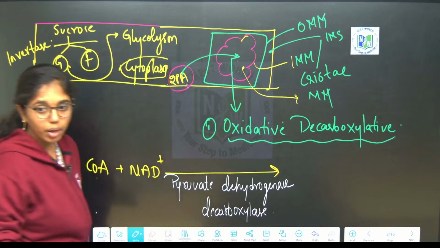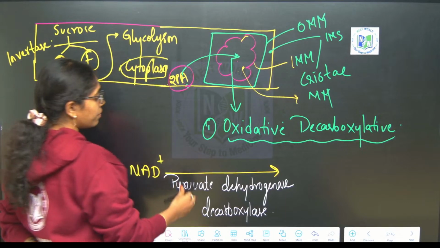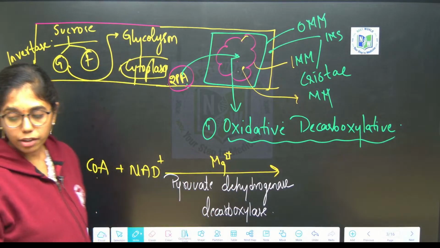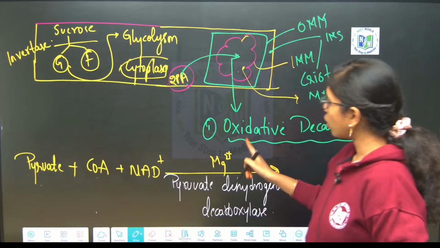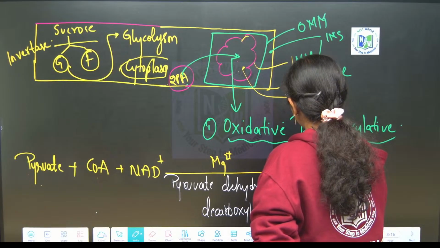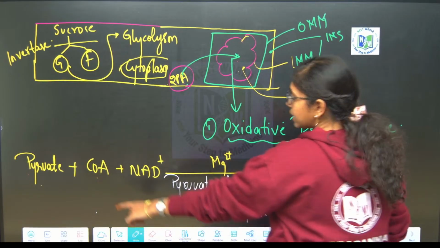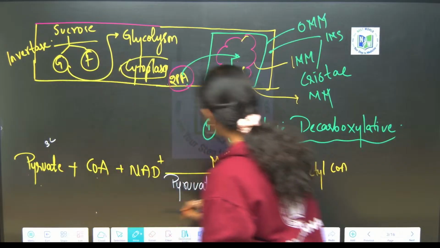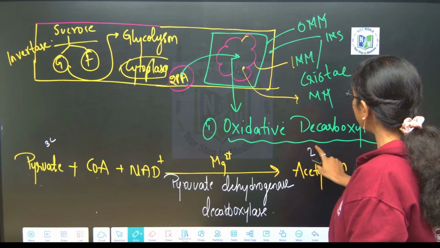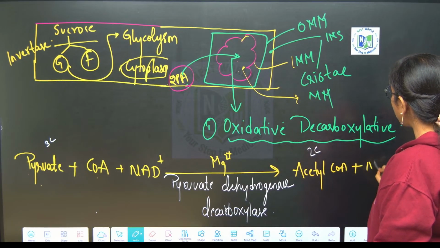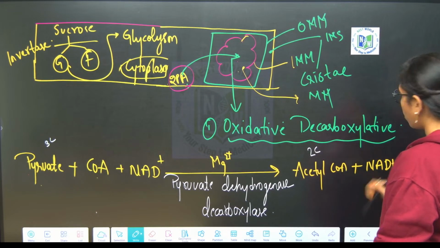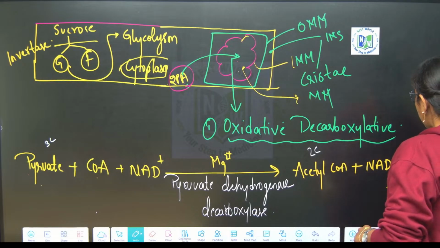Pyruvate dehydrogenase or pyruvate decarboxylase. This enzyme will have a cofactor called magnesium ions. And here acetyl CoA is formed. Pyruvic acid is a 3 carbon compound. Acetyl CoA is a 2 carbon compound. And this forms NADH plus H plus and carbon dioxide.